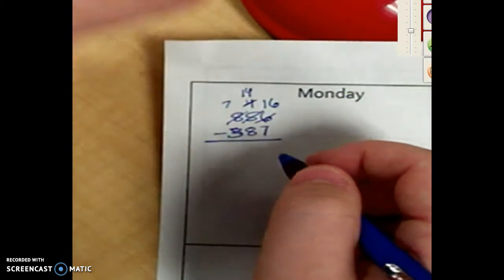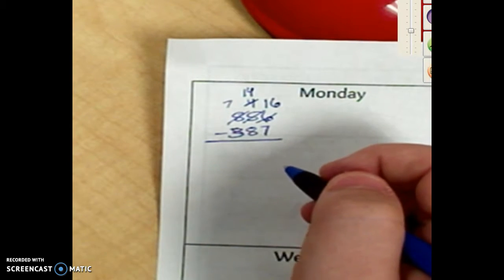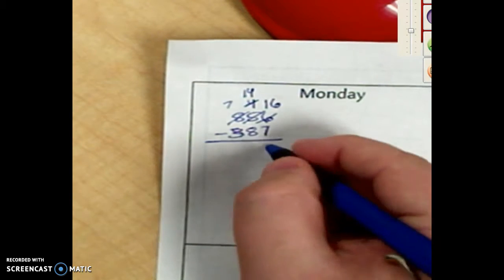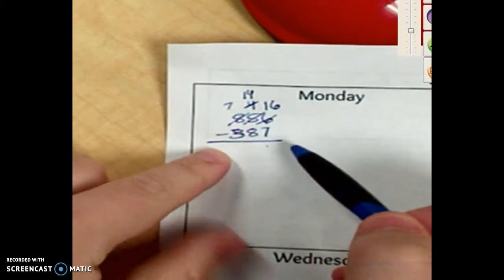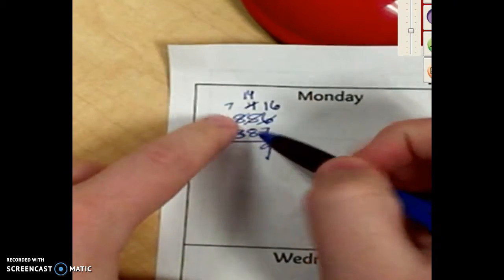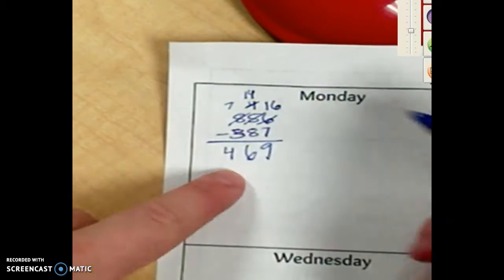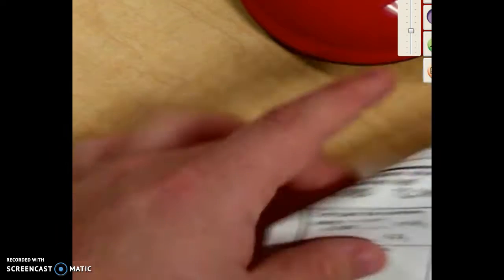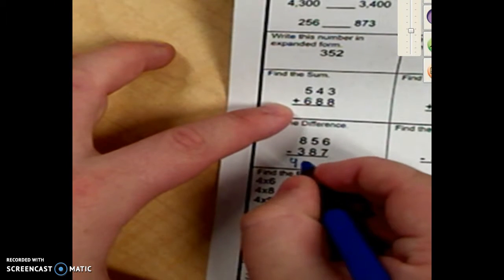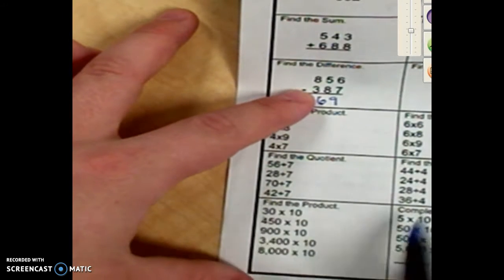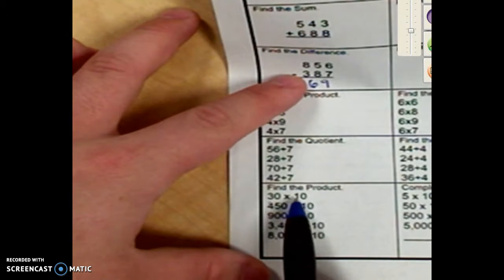16 minus 7. If you guys are struggling with your facts, what I like to think of is if I was minusing 6, it would be 10, so 16 minus 7 would be 9. 14 minus 8 is 6. 7 minus 3 is 4. 469. And that's how I got my difference of 469.